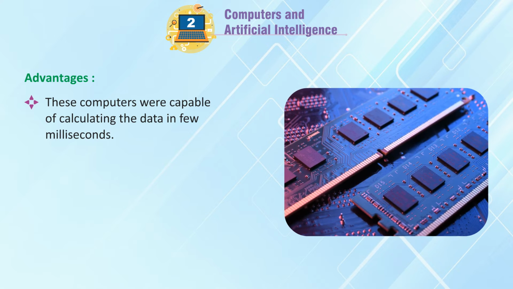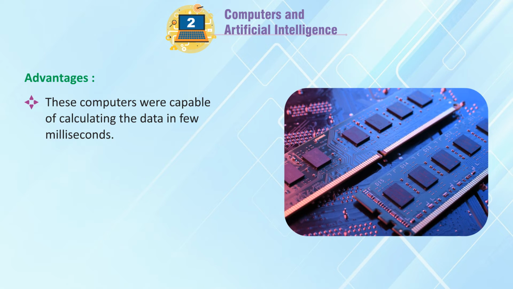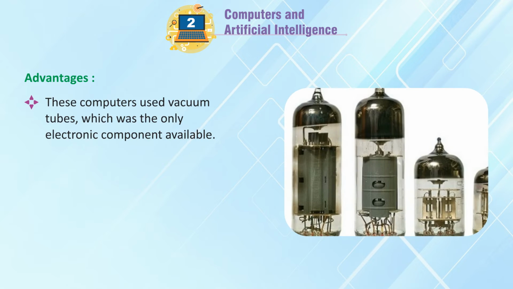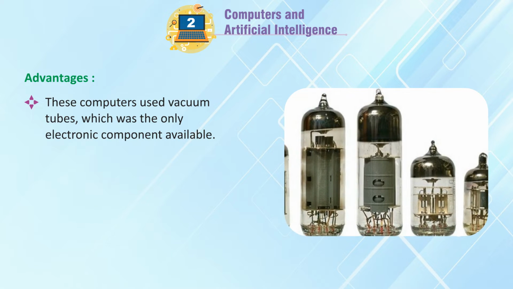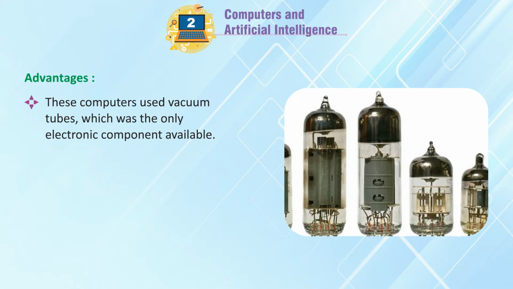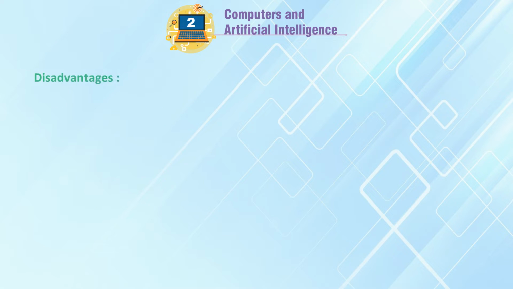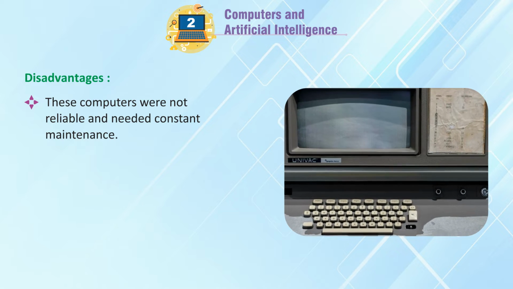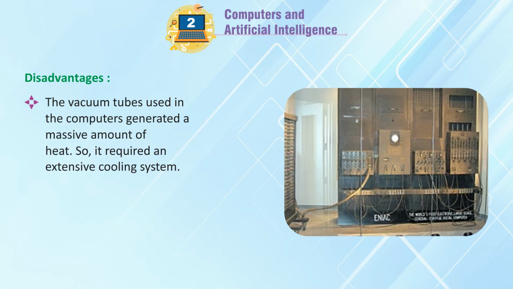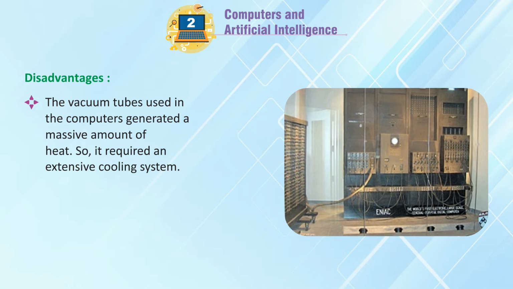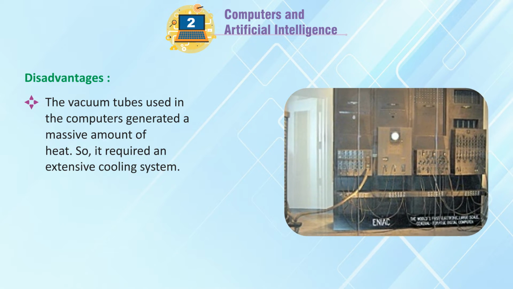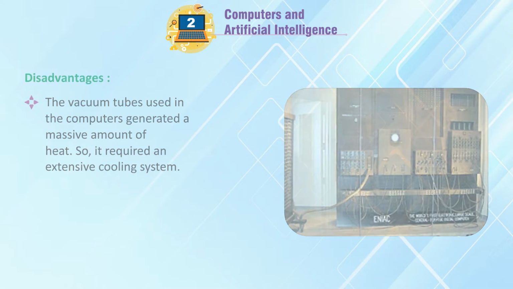Advantages: these computers were capable of calculating the data in a few milliseconds. These computers used vacuum tubes, which were the only electronic component available. Disadvantages: these computers were not reliable and needed constant maintenance. The vacuum tubes used in the computers generated a massive amount of heat, so they required an extensive cooling system.